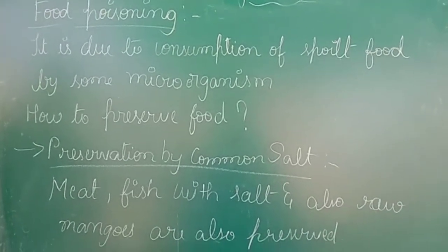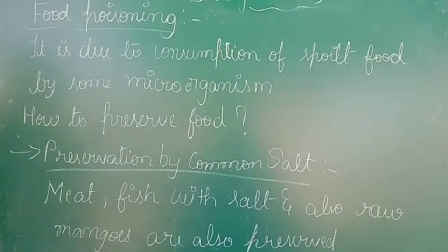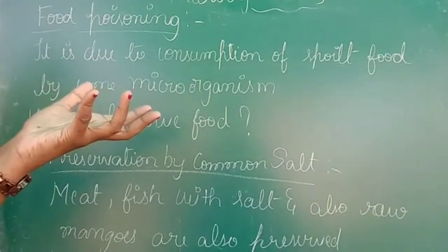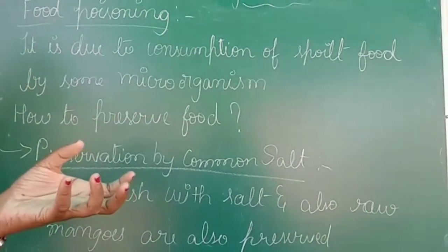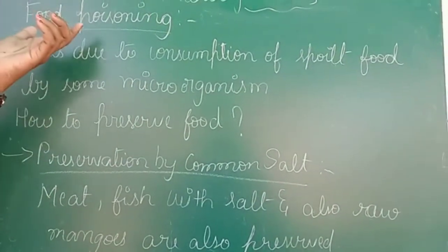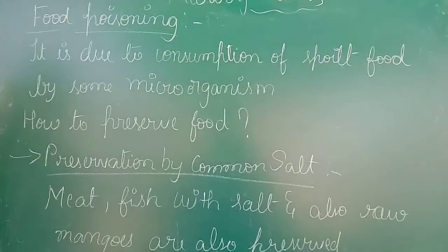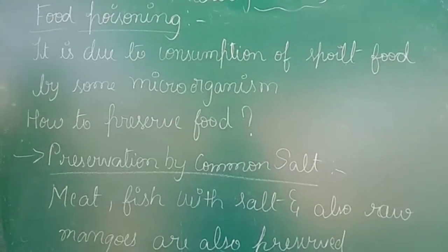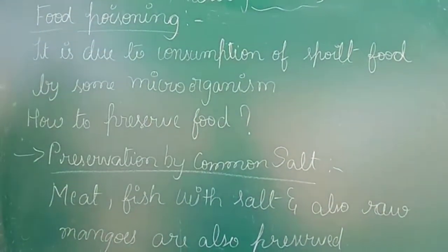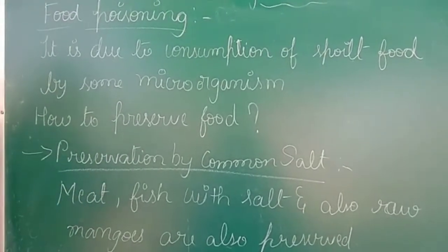Everybody might have heard about this, food poisoning. So it is due to consumption of food spoiled by some microorganisms. Okay, so how does the food get spoiled? By the attack of microorganisms. If we consume such spoiled food, then the doctor will say that you have got food poison, right? So this question is important, students. What is food poison? It is due to consumption of spoiled food which is attacked by microorganisms.